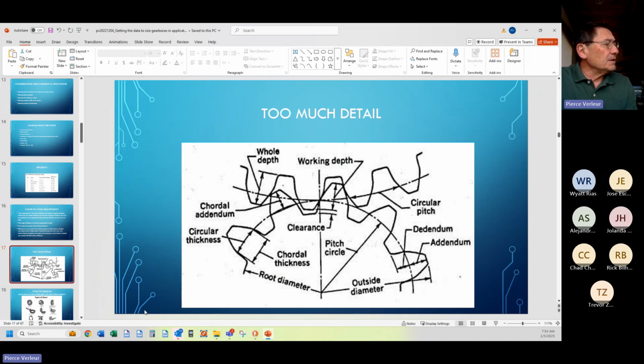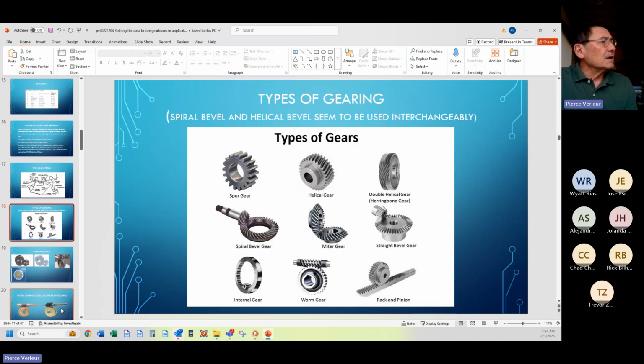So here are the different types of gearing depending on the geometries of the teeth. Note that in this picture, these are all involute shaped teeth, whether they're straight in the case of the spur, or whether they're angled in the case of the helical. Now, this gear to this gear, why did they change the angle? Well, this is much quieter.